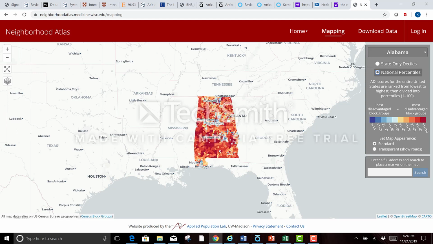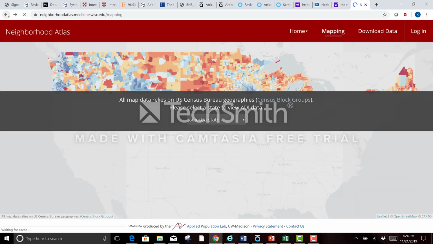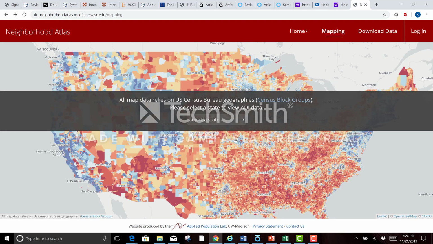And then you can also use this site to download the data, so that you can have access to the raw data if you enter your email and a password, and the sign up is free. You can get the raw data for these different areas, and then use that raw data to enact policy, to apply for grants, and for other aspects of public health initiatives.